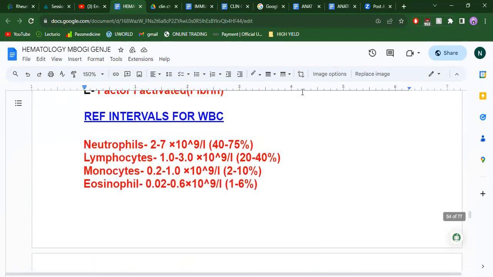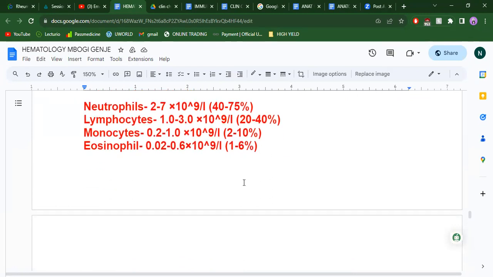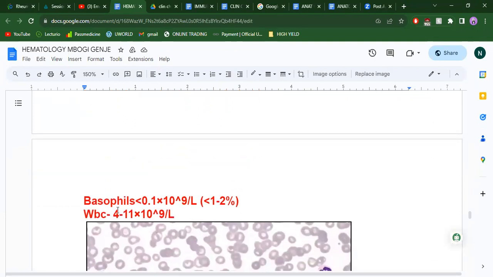Okay, so you also have to read it. They can give you neutrophils and leave a blank here, monocytes are blank, then you just fill in the blanks. Then WBC, remember it's 4 to 11.